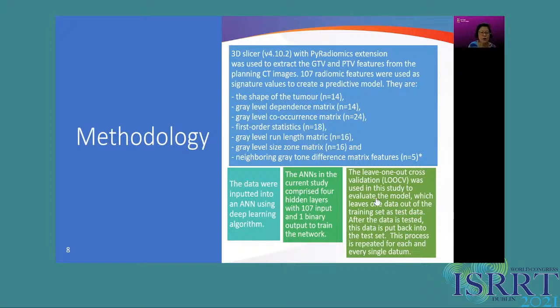The data were input into the ANN using a deep learning algorithm. The ANN in the current study comprises 4 hidden layers with 107 inputs and 1 binary output to train the network. The leave-one-out cross validation was used in this study to evaluate the model, which leaves one data point out of the training set as a test data. After the data is tested, this data is put back into the set. This process is repeated for each and every single datum.